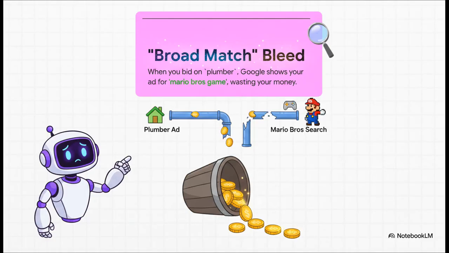And here's one of the biggest culprits. It's something called broad match. It's actually Google's default setting, and it basically gives Google permission to show your ad for any search it thinks is sort of related. And that's how your ad for a 24/7 emergency plumber ends up in front of some kid looking for a Mario Bros. video game. You pay for the click every single time, but you get zero business.